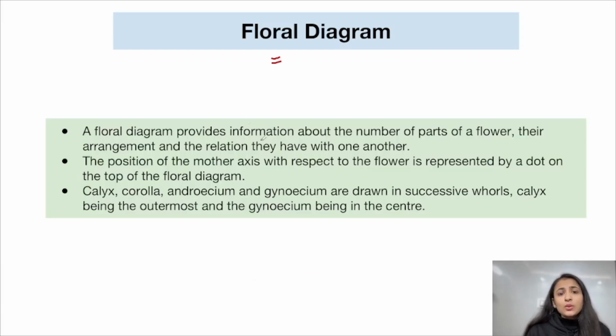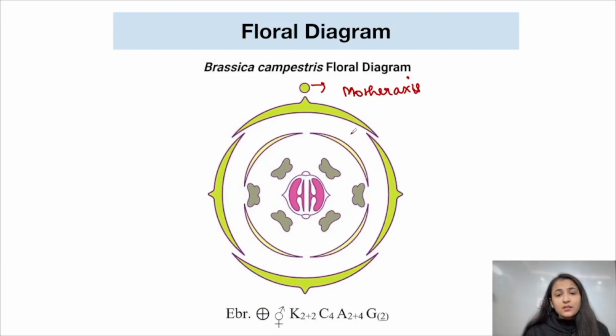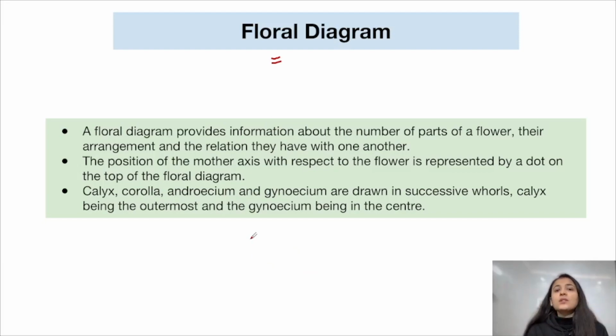So the position of the mother axis with respect to the flower can be seen here. This is the mother axis and the flower is present here. When we make this dot, we can see how the flower is arranged with respect to the mother axis. If the axis is present here, the flower is located like this. You can figure out the orientation of the floral parts with respect to the mother axis or the main stem. What is the mother axis? The main stem on which the flowers are arranged, or the main axis where the flowers are attached to the plant.